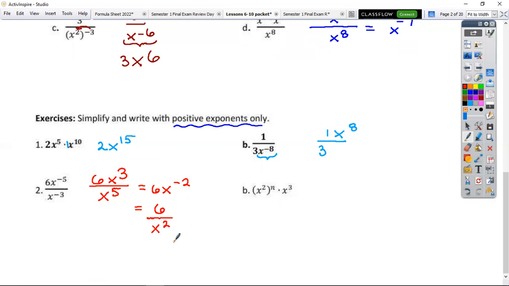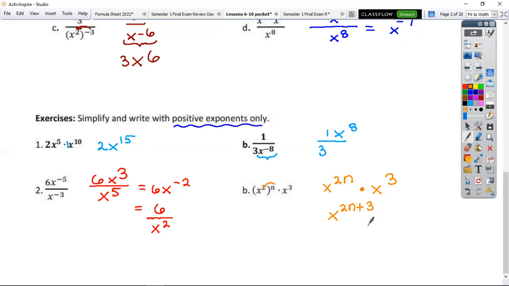So letter B, you're going to take that and distribute. If I distribute and multiply this together, it's just x raised to the 2 times n, and then times x to the 3rd. And then you're going to add the exponents, noticing that you have no like terms. So you're going to leave this as just x raised to the 2n plus 3. Okay, so done. That's as far as that one can go. Any questions on that first page?